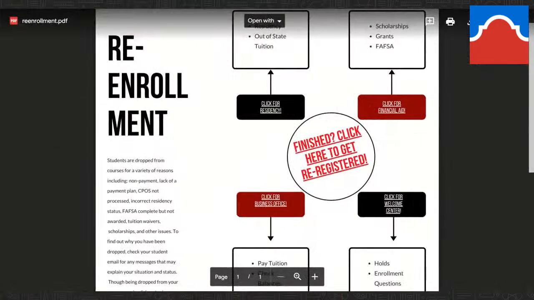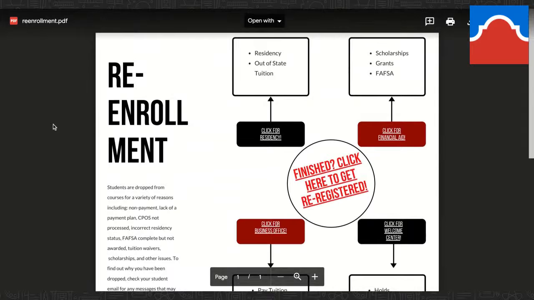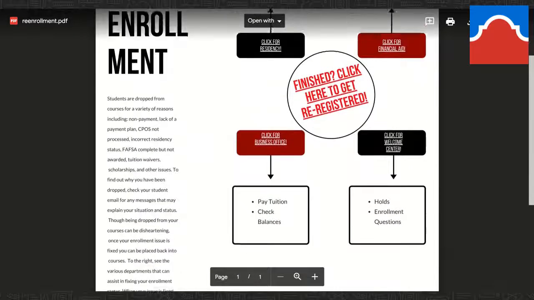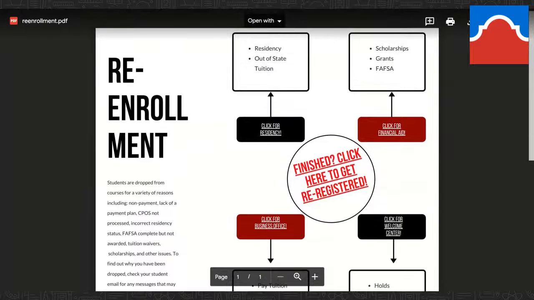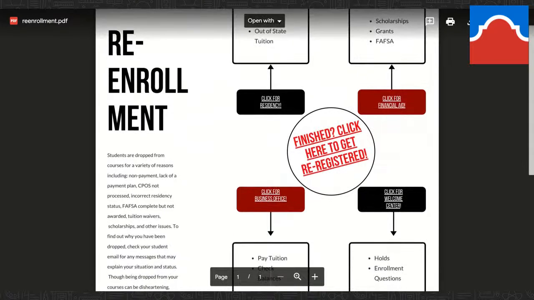So let me pull up this enrollment chart. This is a handy dandy re-enrollment PDF that I made myself, which is why it's so beautiful. What this PDF is looking at is the common reasons why you're going to get dropped from a class. And I know personally that when you see an email that says you've been dropped from a class, that's extremely disheartening.